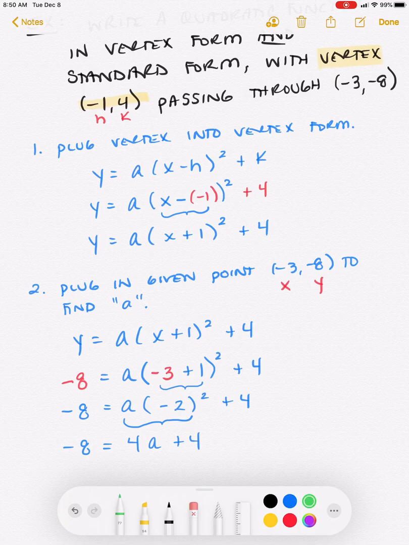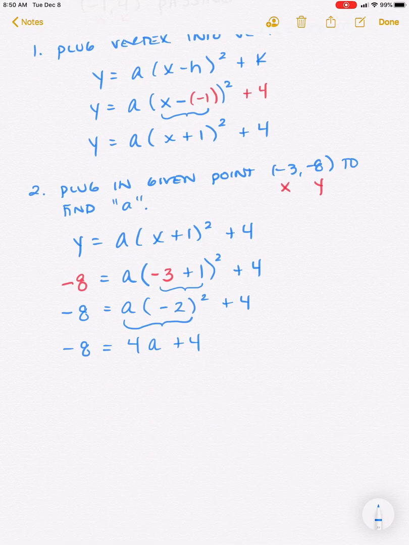I'm going to put this in green, but make sure you don't do this. This is what I see people do: they put the 4 behind it, and then they incorrectly want to add the 4s together. So make sure we don't do that. Put the 4 in front of the a. Now, when I keep solving here, I'm going to subtract 4 from both sides, and this is going to be -12 equals 4a. Divide both sides by 4, and we finally get that a is equal to -3.